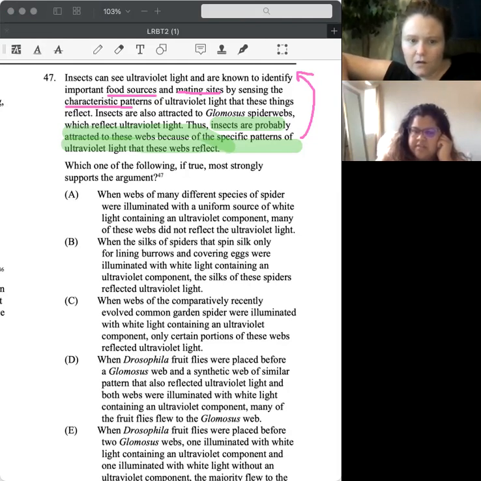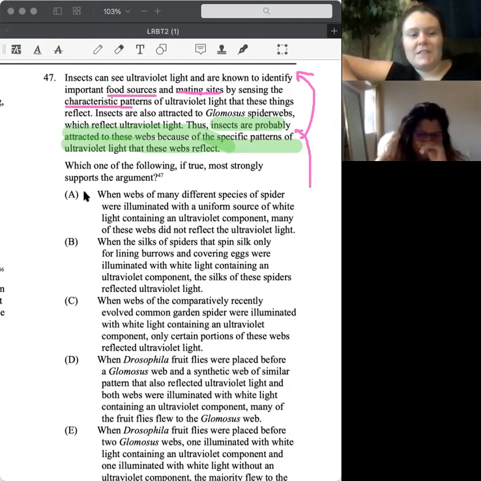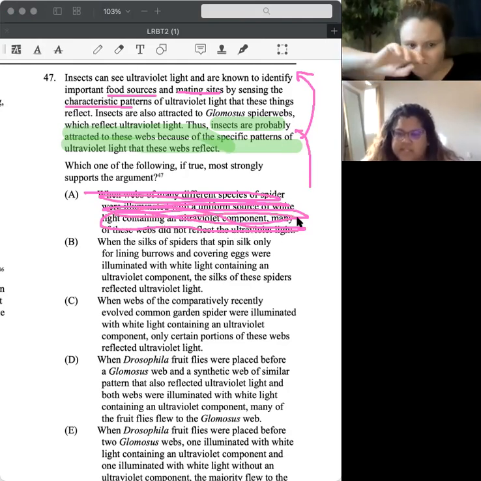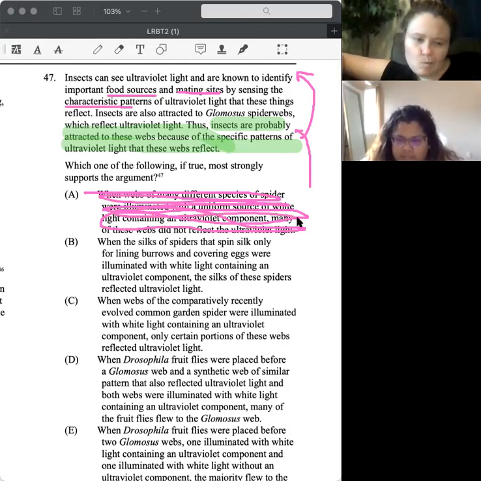That weakens it, no? When many different species of spiders' webs were illuminated with a uniform source of white light containing an ultraviolet component, these ones did not reflect ultraviolet light. That doesn't have anything to do with these specific webs. Excellent.